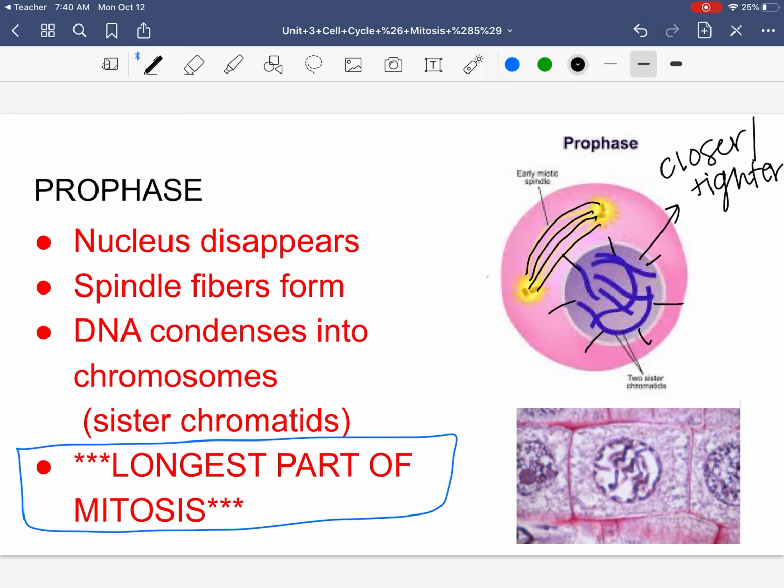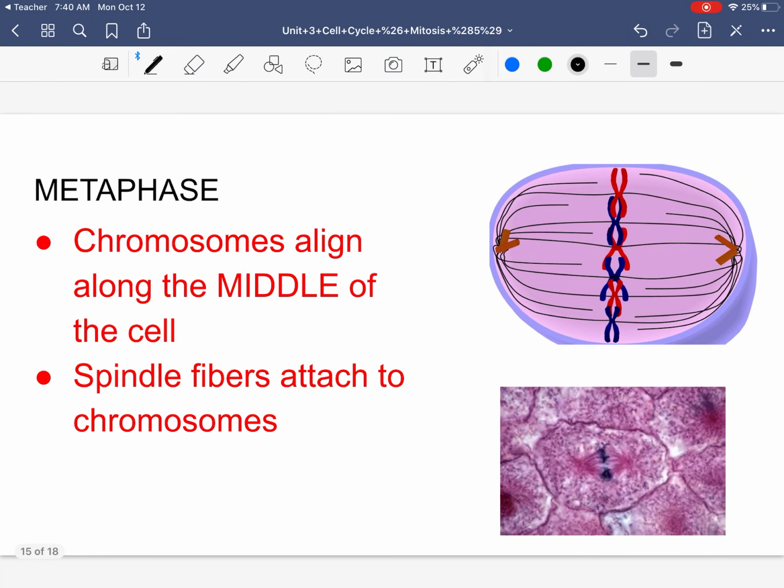I'll do a recap on what chromatids are in a second. So this is what it looks like. You want to make sure you know what the photo looks like.